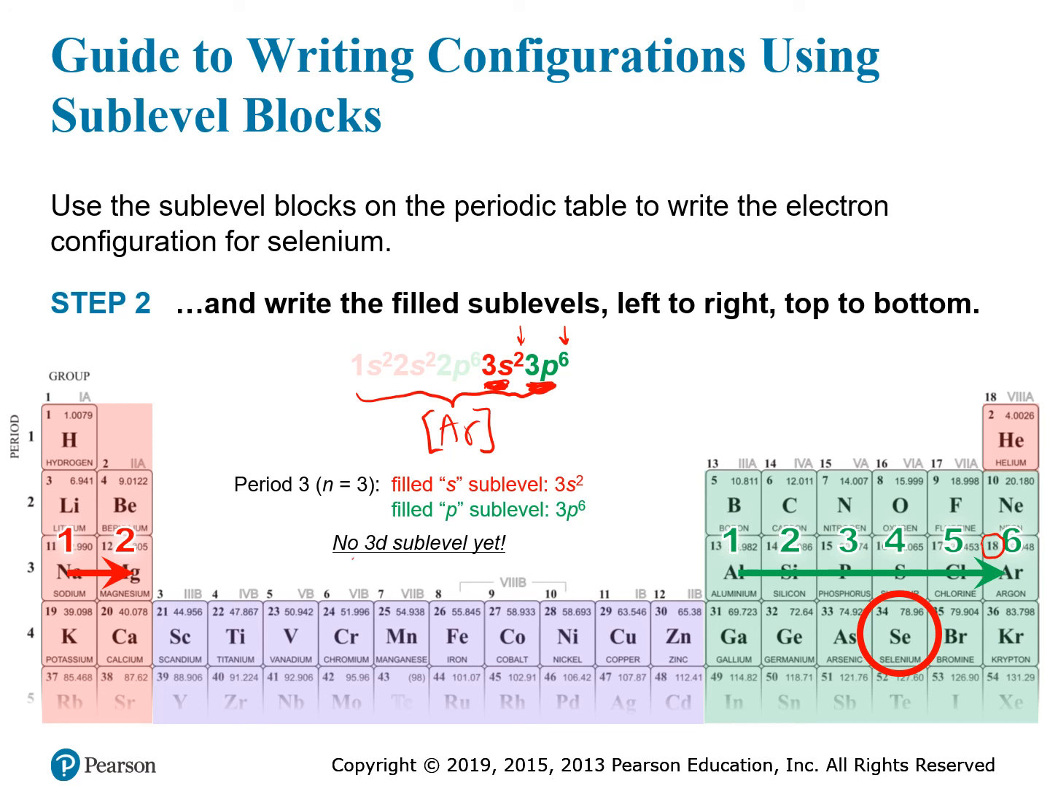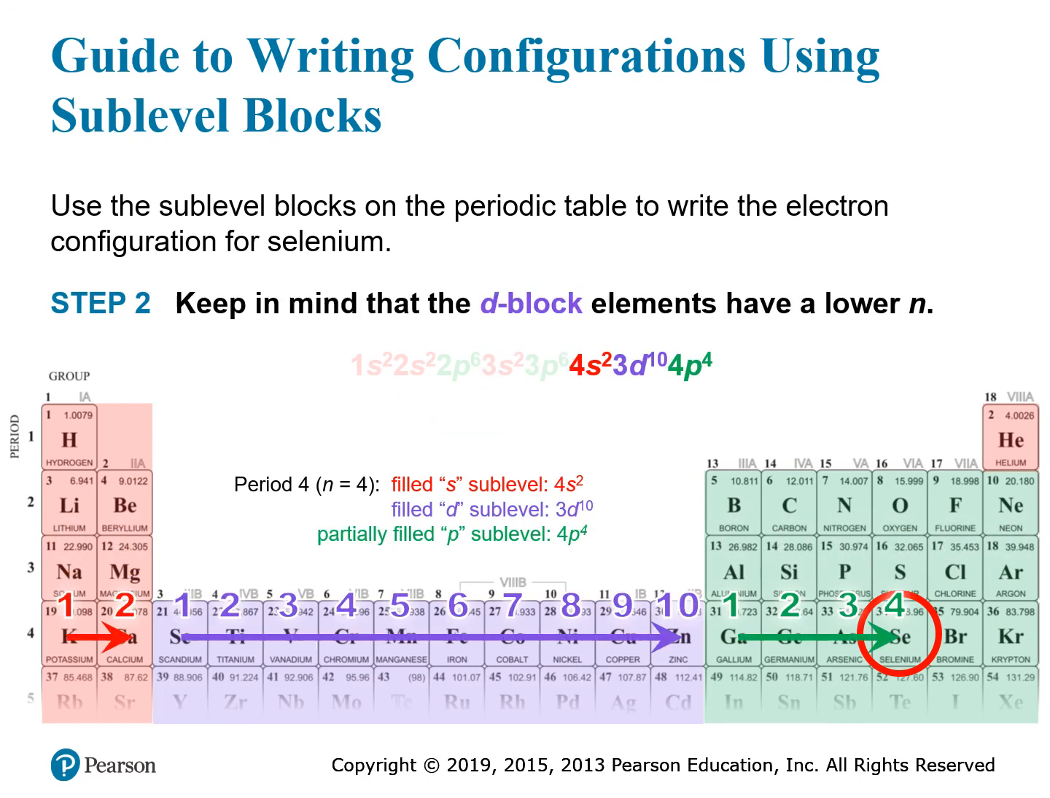Keep in mind, we have not started filling the 3d sublevel yet. So after 3p, we go down to the next row, right? We're just going, again, left to right, top to bottom, across the periodic table and down the periodic table. After you finish row 3, you go down to row 4, and row 4 means you're starting with n equals 4. Since you're back in the s block, you're going to 4s. So there's no reason you should think that you've started filling the 3d orbitals yet, because we got through the whole third row without going into the d block, right?